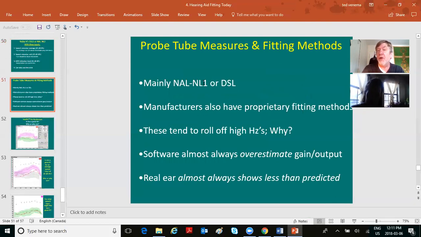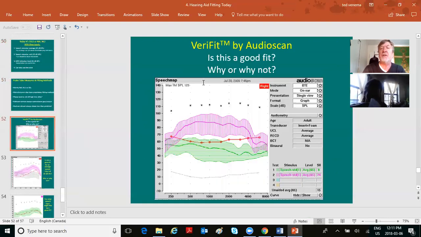Manufacturers also have proprietary fitting methods. These tend to roll off the highs. Software almost always overestimates the inputs. Almost always paints a rosier picture. Real ear almost always shows less than what was predicted.